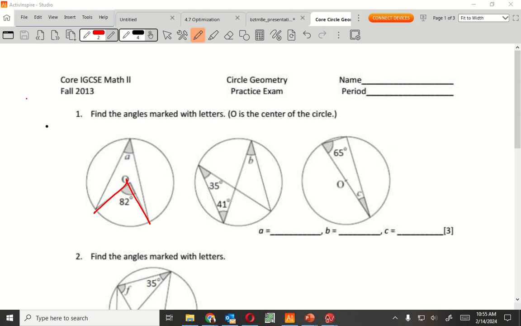So if my central angle is 82, what do you think my arc out here should be? 82. It's going to be the same thing. The central angle is equal to my arc. Now, over here, for the next part, I'm looking for an angle way over here.